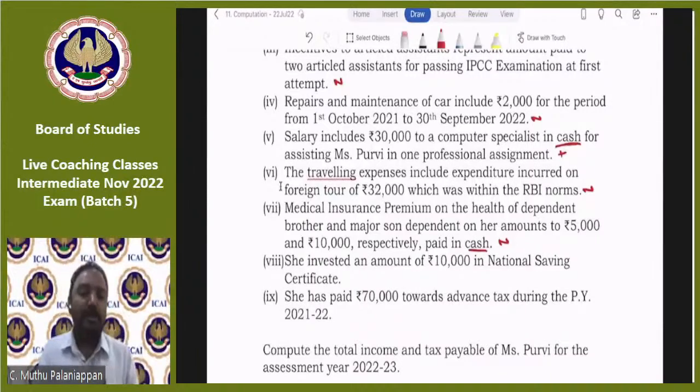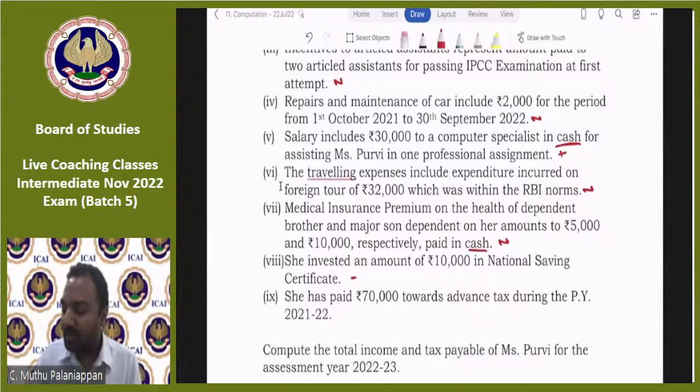Because it is an eligible deduction under section 80C. So that is your 10,000 which is allowed, right? So that 10,000 is allowed under 80C. So you have to say that it is an eligible deduction. So you can minus. So this has to be reduced from your deductions.